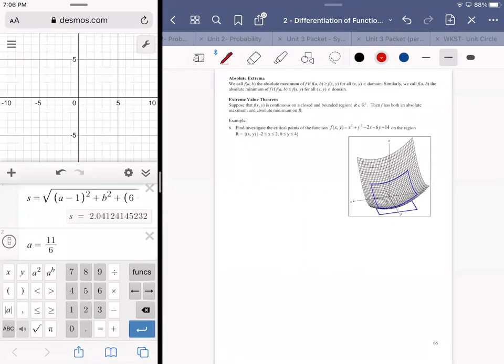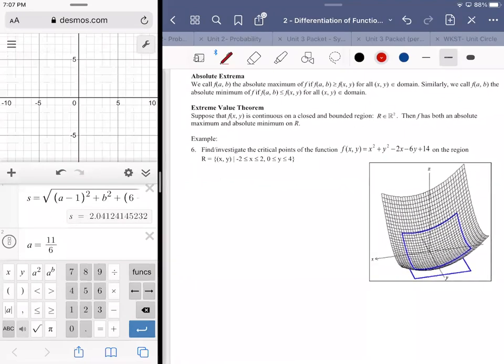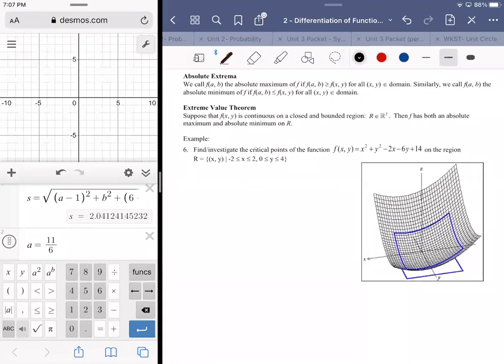So we have this function, this multivariable function. I just lost the word there. I don't even know why I drew a blank there. We need critical points.